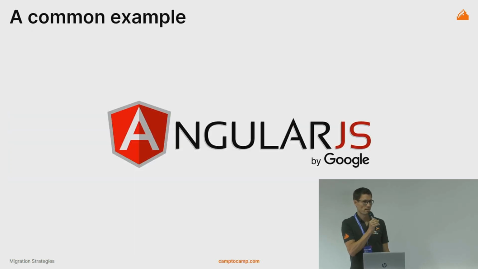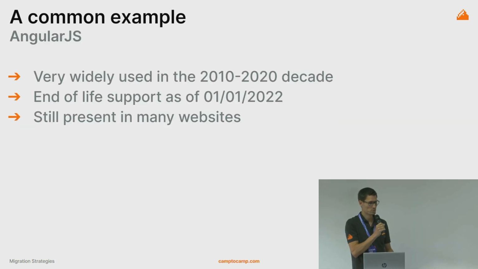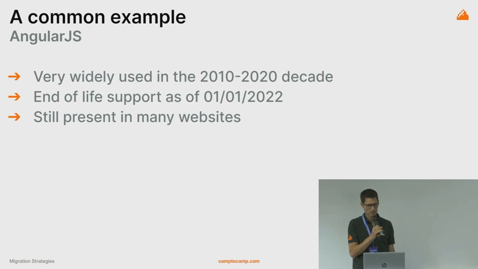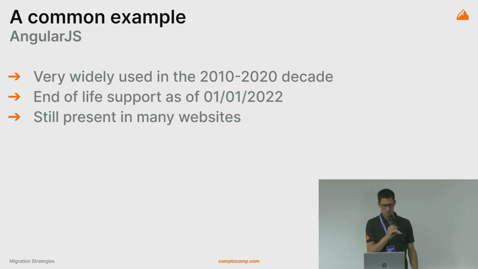Today I want to talk about AngularJS. AngularJS was very widely used in the last decade. However, in 2022, it ran out of long-term support. Being still very present on the internet on many websites, which was not different for a couple of OSGeo products.